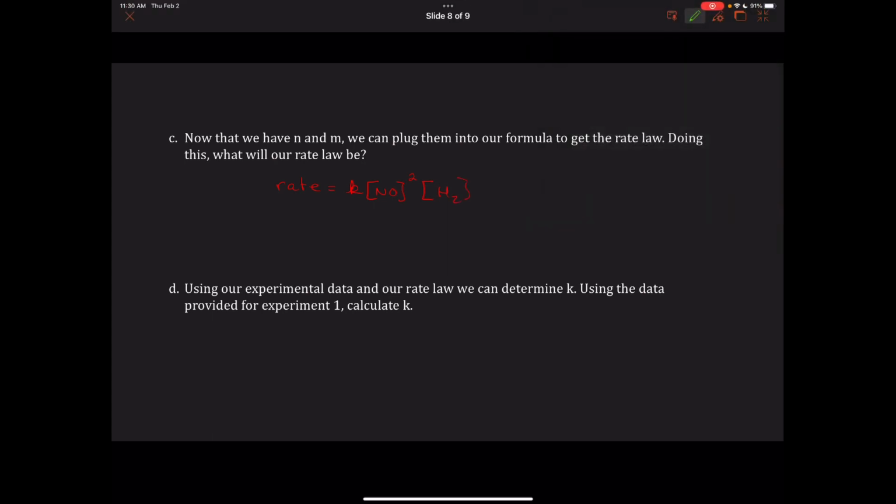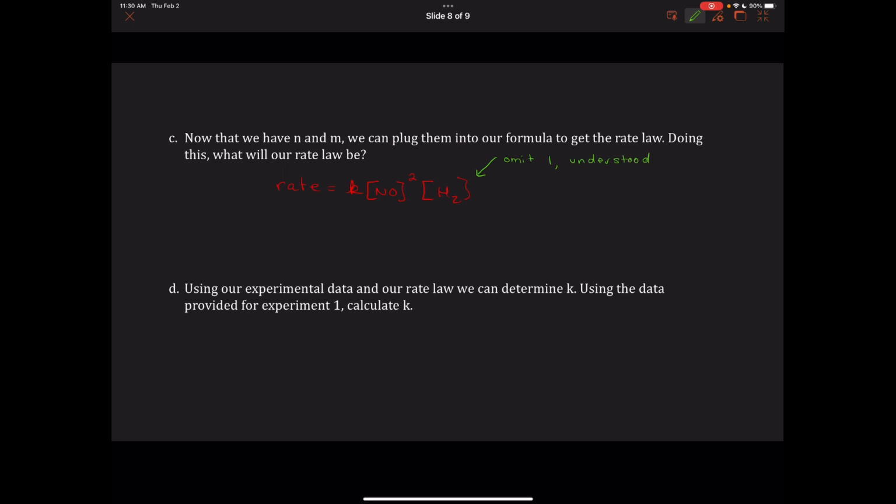Now notice here that I did not write the 1. We said that the n value is 1, but I have not written the 1 here. We omit that 1. That 1 is understood to be there. We showed it previously just to show some examples, but typically we're going to leave that 1 off in our rate law.